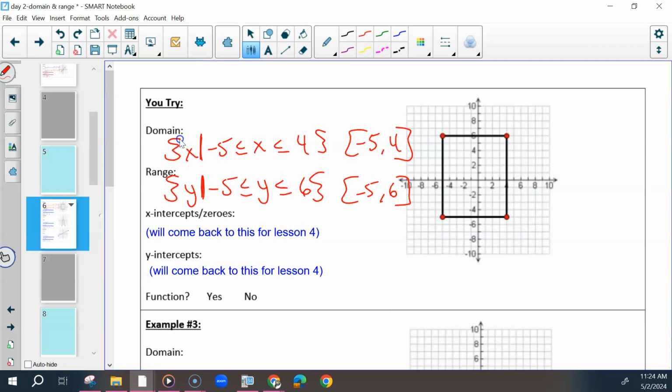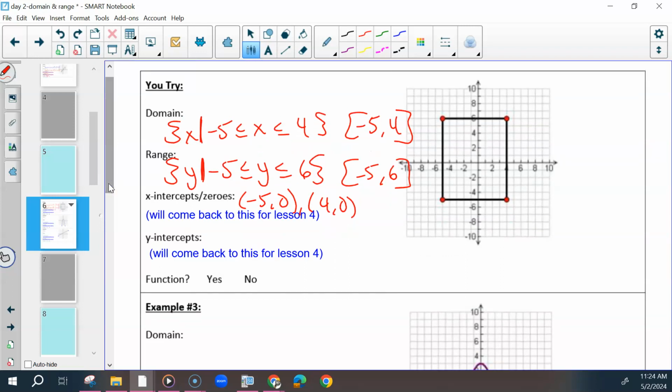Did we have x-intercepts? Where? -5, 0 and 4, 0. Y-intercepts? 0, 6 and 0, -5. Is this a function?